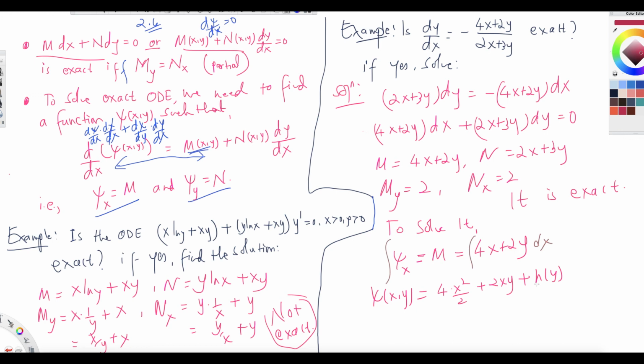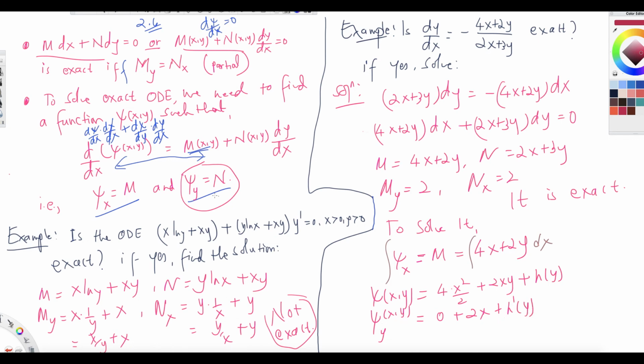So what I'm going to do here is, if the equation is exact, then to solve, we use psi x equals m. We used that already. Now we need to use psi y equals n. So I want to find the derivative of this with respect to y, psi sub y. You can write x comma y there, or not, it is understood. With respect to y, all the other things except y will be considered constant. So this will be 0, plus the derivative of this with respect to y will be 2x, plus h prime of y.